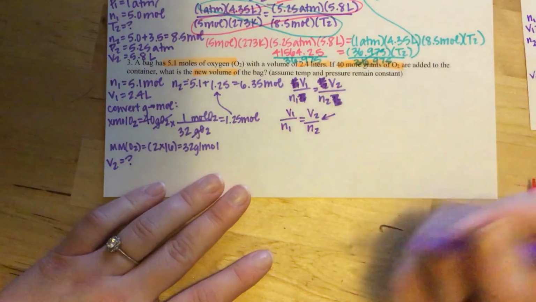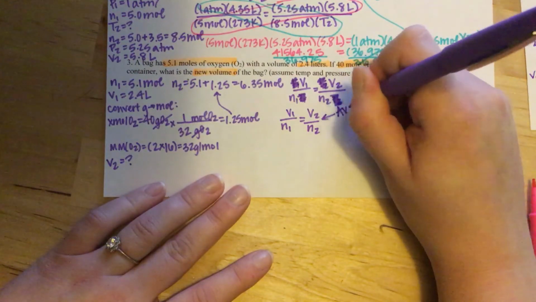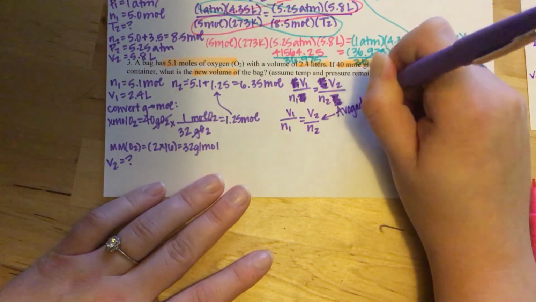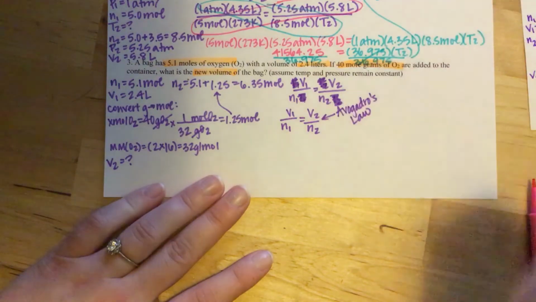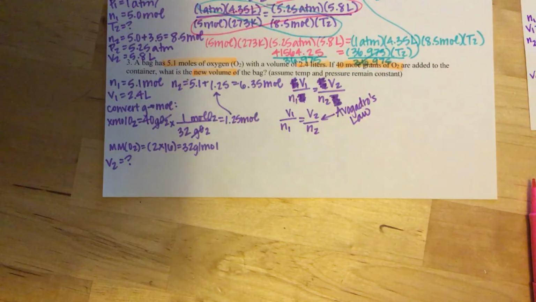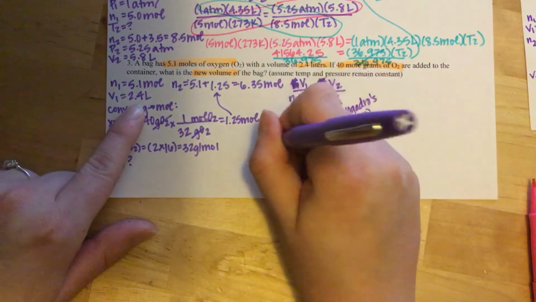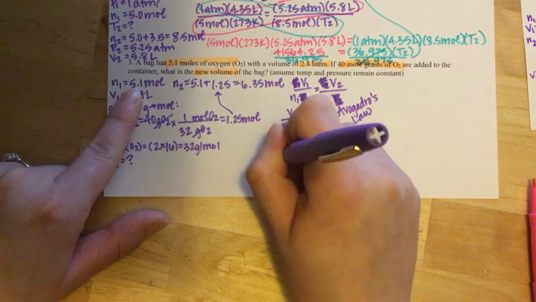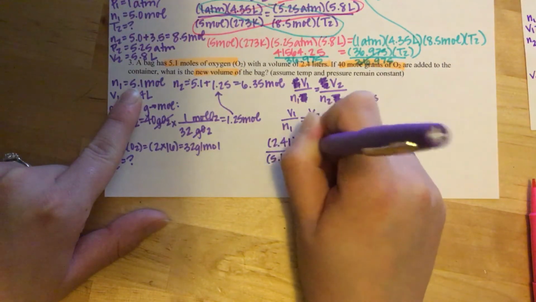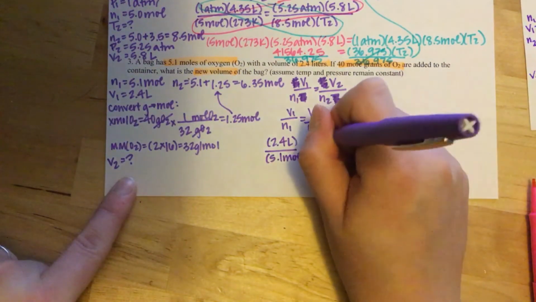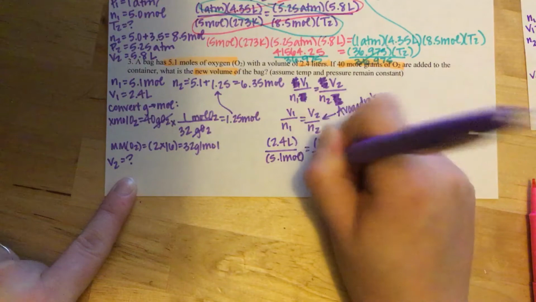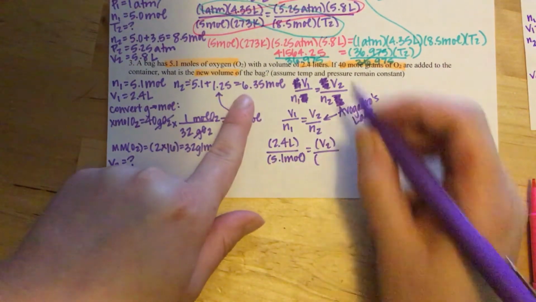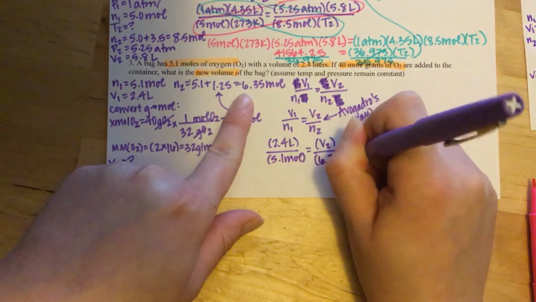This equation is actually another gas law of its own called Avogadro's law. But we just incorporate it into the combined gas law, and we don't really do a separate lesson on it. So now we just plug in. My V1 was 2.4 liters. N1 was 5.1 moles. My V2 is what we're looking for. And my N2 was what we went through all that pain for, which was 6.35 moles.